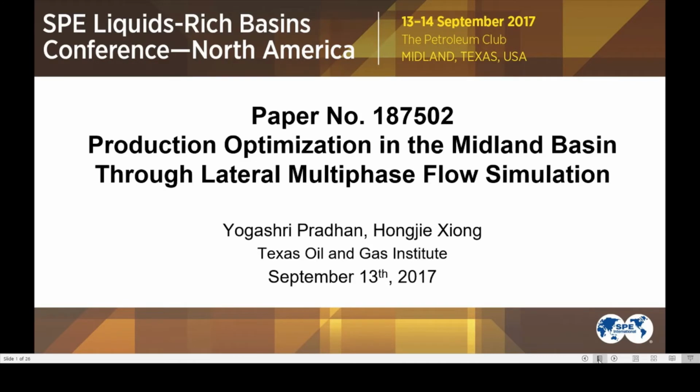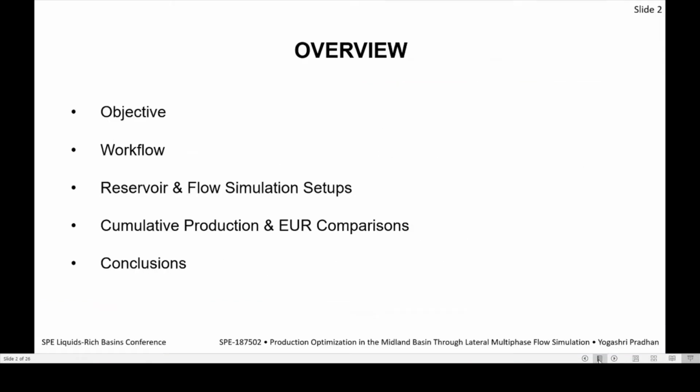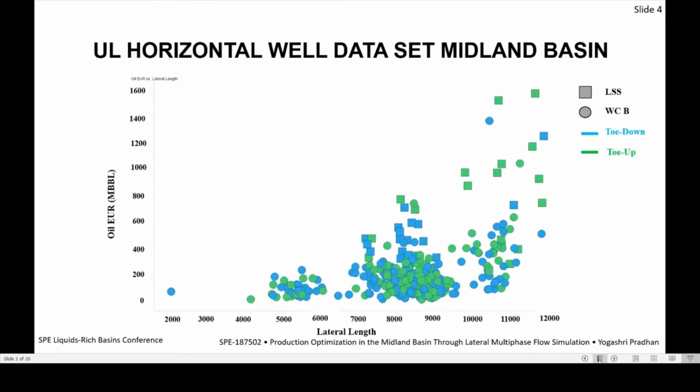Hey everyone, as I mentioned, I'll be presenting a paper that I presented at the Liquids-Rich Basins conference in 2017. It's covering production optimization in the Midland Basin through lateral phase, multi-phase flow simulation. This is some of the work that I did with University Lands and Texas Oil and Gas Institute. As an overview of the presentation, I'll give the objectives, the workflow, the setups for reservoir and flow simulation, cum production and EUR comparisons, and some conclusions from the study.